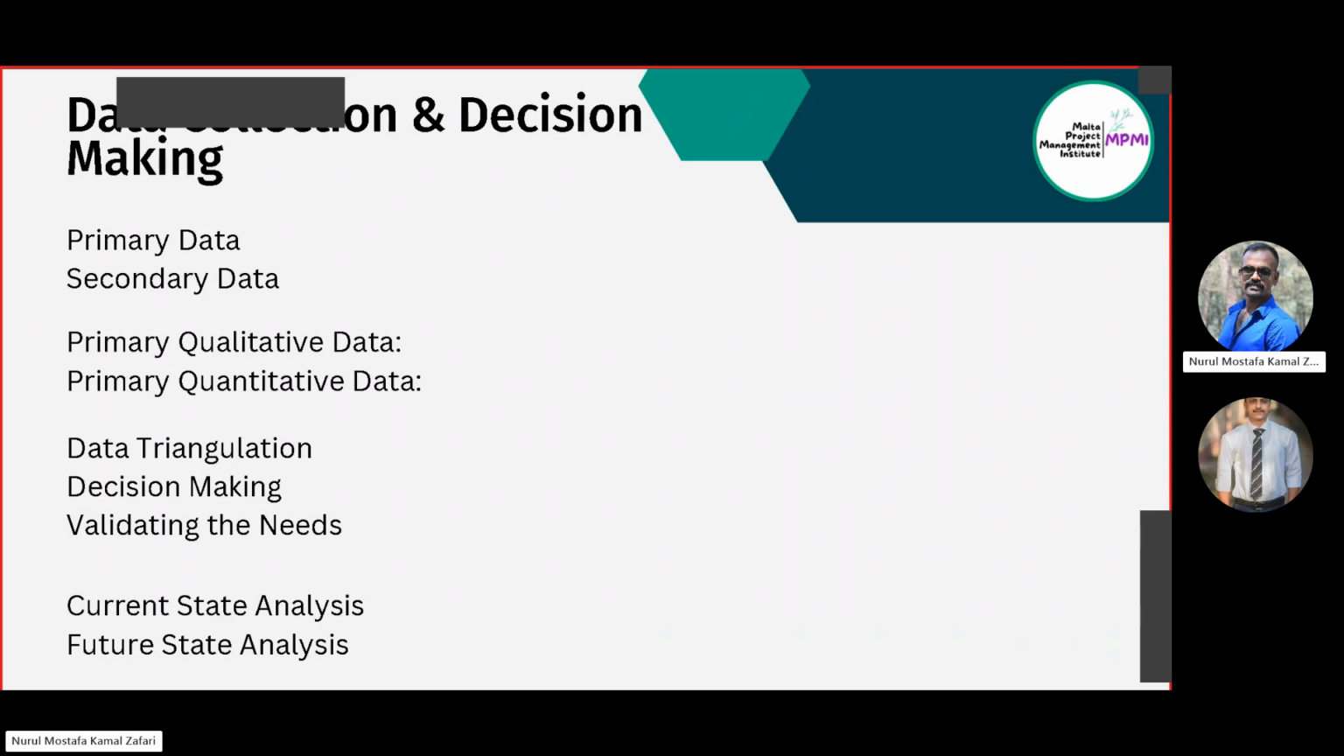To collect data, we can collect data from primary sources and secondary sources. And regarding primary sources, it can be qualitative data and it can be quantitative data. When we have data, be it primary data, qualitative and quantitative, be it secondary data, we have to triangulate data, means we have enough proof to prove one statement.